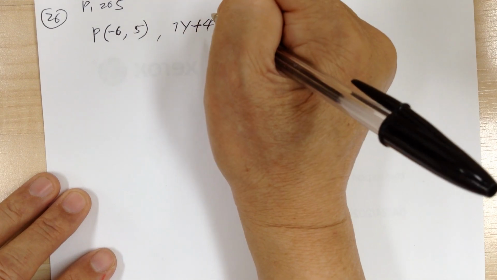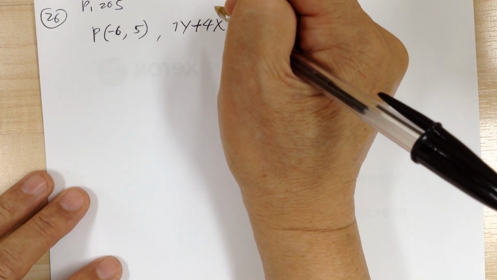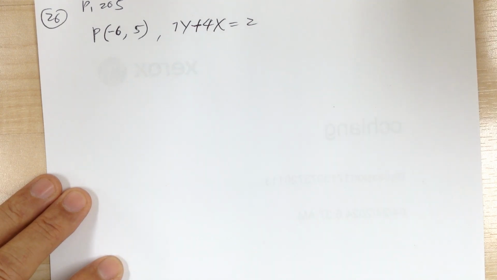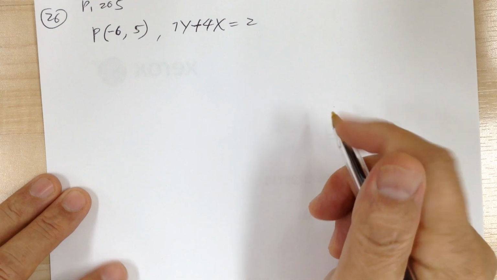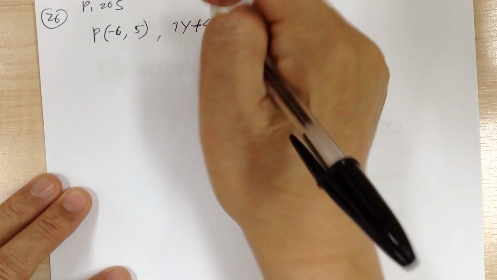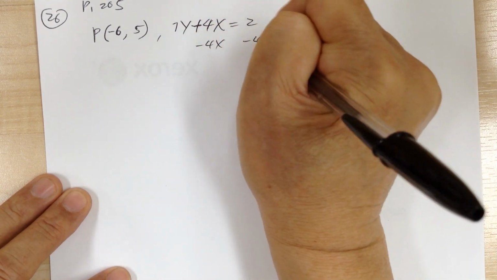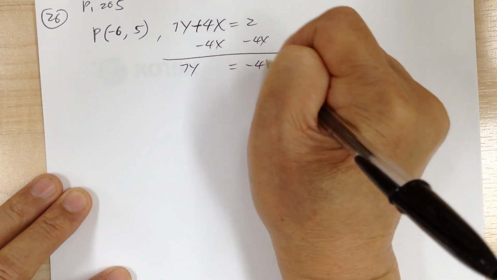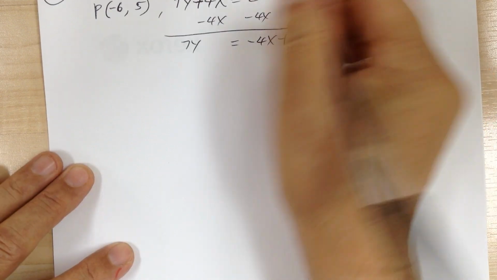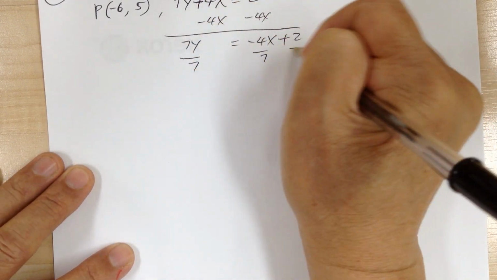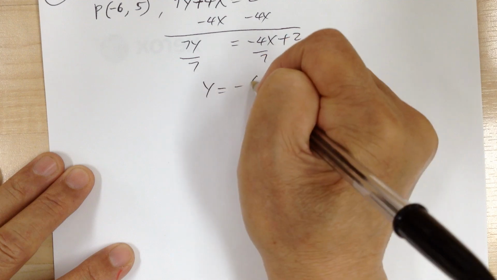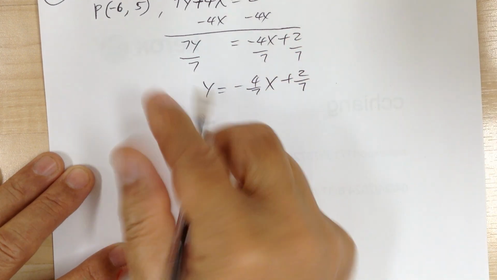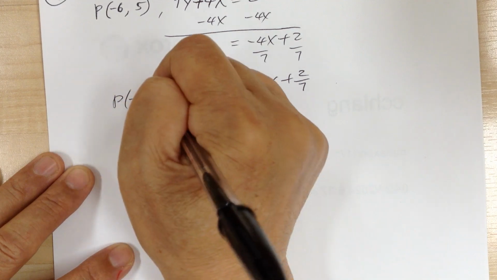This is in the standard form, but since we've been working with the slope-intercept form, let's do the slope-intercept form. Let's minus 4x on both sides. You get 7y = -4x + 2. Then divide by 7 on each term. So y = -4/7 x + 2/7. So now the problem becomes this.